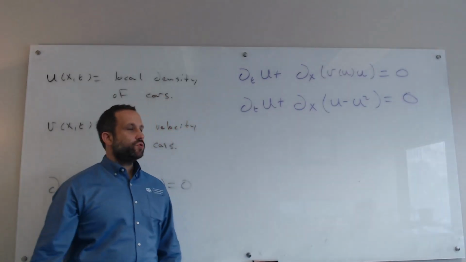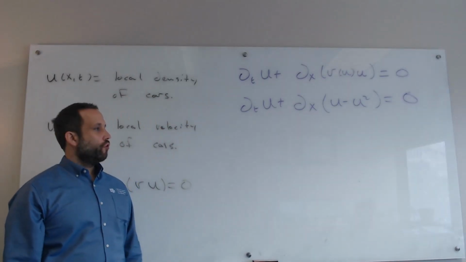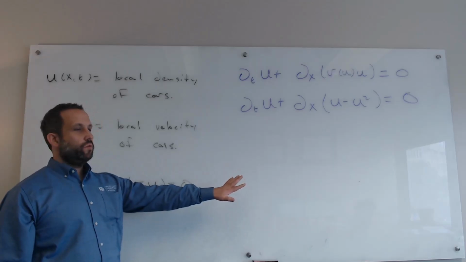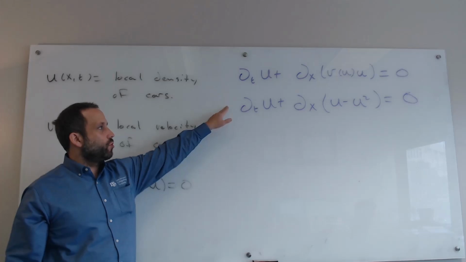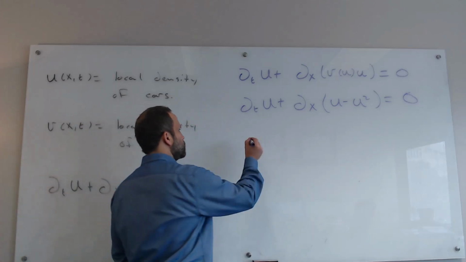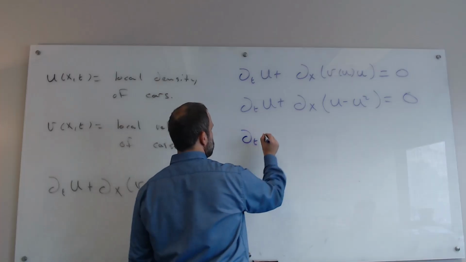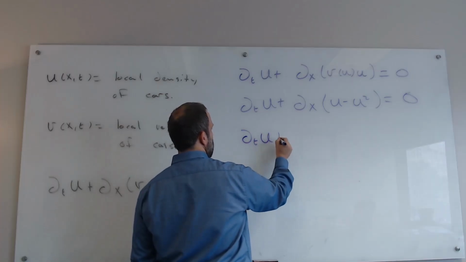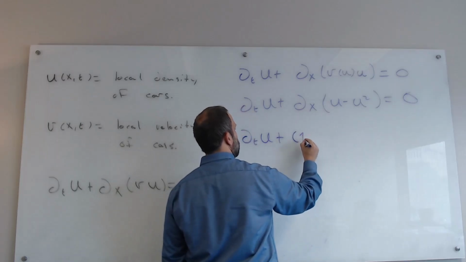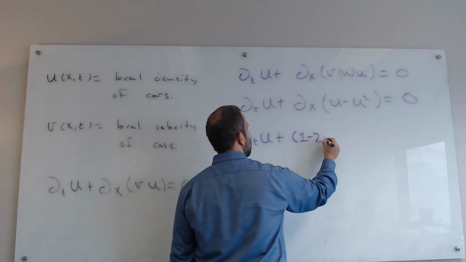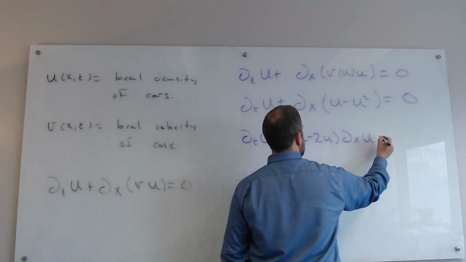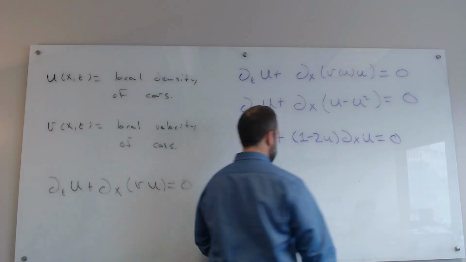When we have it in this way, we call this conservative form or conservation form. And it's going to be important for the stuff that we do next week. It's going to be important to be able to write an equation in this way. And for the stuff that we're going to do today and next week, it's important to be able to expand this. So what I mean is the following. I can do the chain rule on this. We're going to have 1 minus 2u times the x derivative of u is equal to 0.